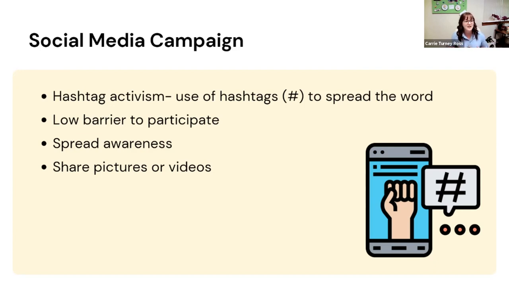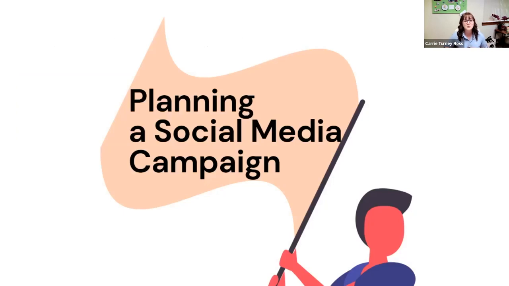Also, kind of the downside for social media campaigns is that there's a low barrier to participate. If you just share something, you don't really have to get out and do anything, and so it enables some people to just stop there. The goal, though, and part of the reason you want to use multiple forms of activism is, yes, you want them to share, but you also want them to do something else that will help make change. So, planning a social media campaign.